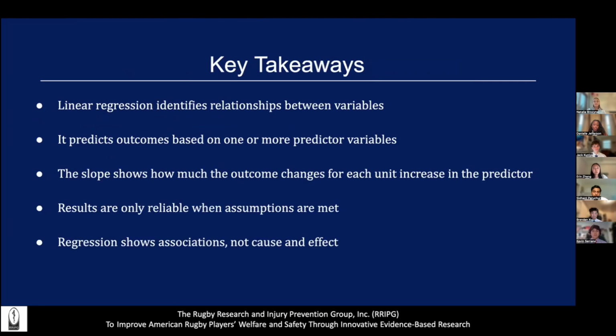To conclude, just some key takeaways of linear regression. It helps us understand the relationship between variables and predict different outcomes. The slope tells us how much an outcome changes as the predictors change. The results are only reliable when assumptions are met, and all the assumptions have to be met in order for it to be reliable, not just some of them. And lastly, it doesn't tell us a cause and effect relationship. It can help us just associate variables together.